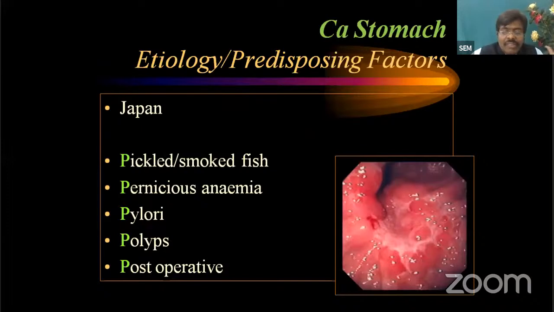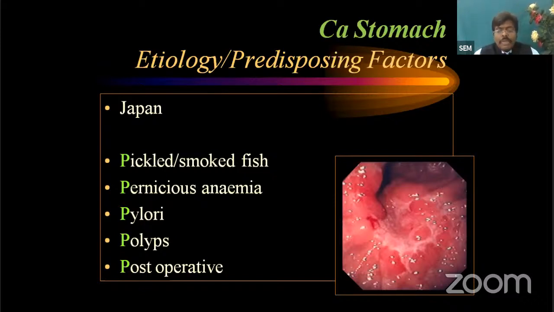Of course, to remember the predisposing factors or risk factors for developing cancer stomach, I told you for esophagus the mnemonic, just to recollect, was A, B, C, D, isn't it? Same way, here it is all 5 P's. Pickled fish, pernicious anemia, H. pylori organisms, because H. pylori is very, very important. It is a proven carcinogen. And also presence of polyps anywhere, especially if it is in the stomach, it turns into polypoidal cancer.